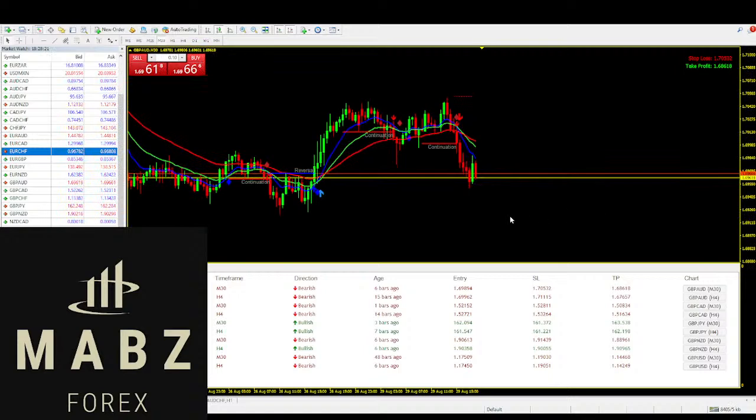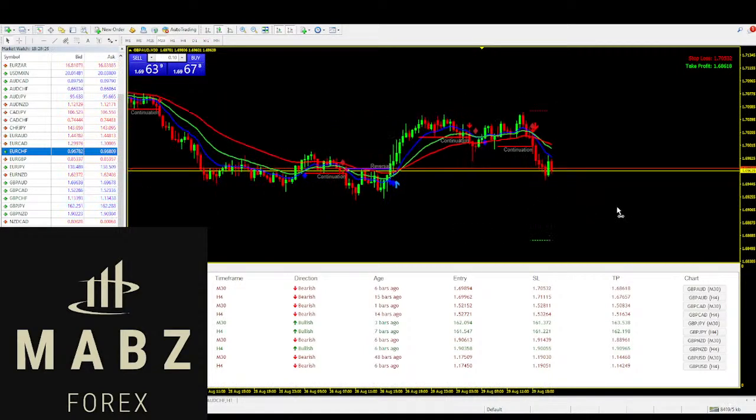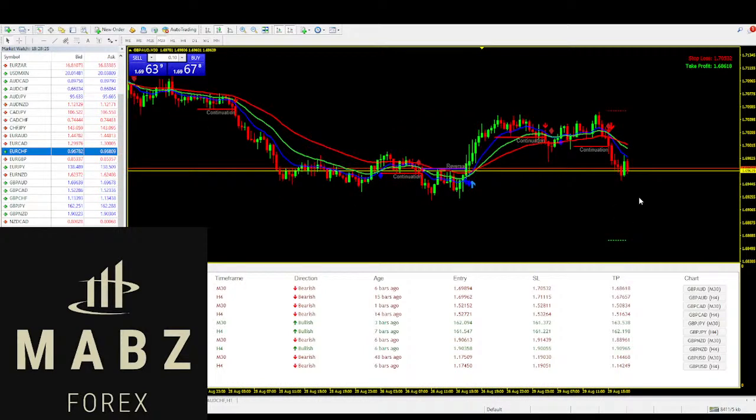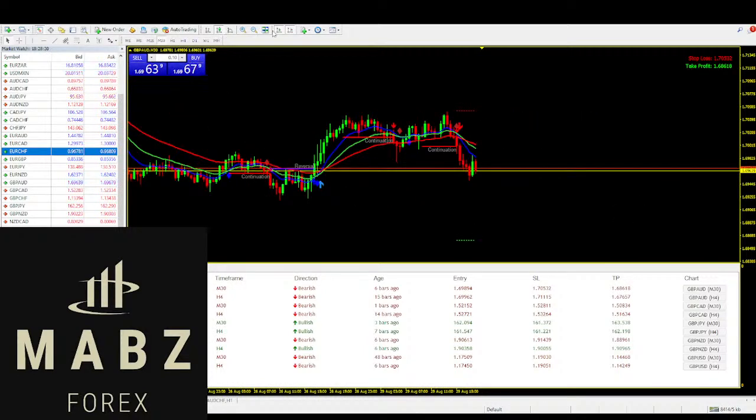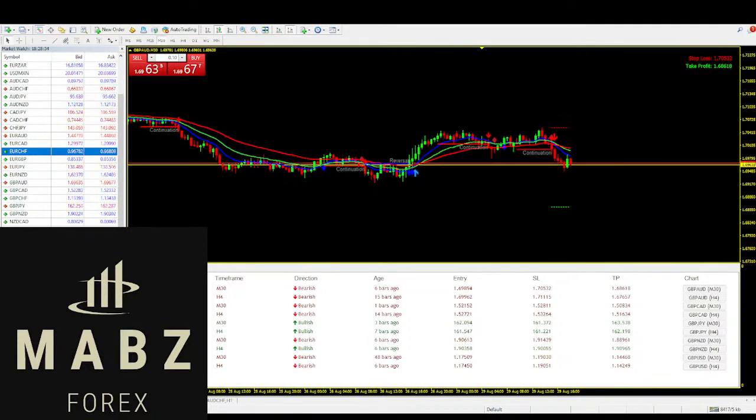Okay, here's a signal on GBP AUD. It's a sell right there. You can use a 1:1 risk ratio. It's a sell trade, take profit is there. You can just go ahead and look at that, guys. GBP AUD is a sell. The take profit, you can just write it down: 1.68618.